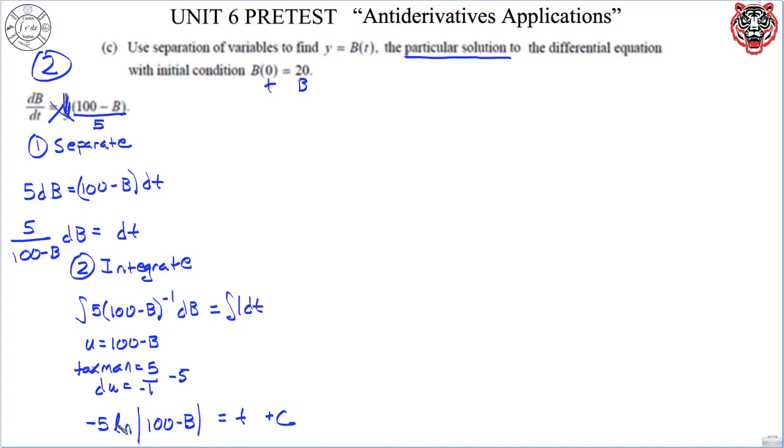So again, I'm going to divide both sides by -5. I'm going to just try to get rid of natural log, try to get rid of this absolute value all in one go. So when I do that, I'm left with natural logarithm of absolute value of 100 minus b, and absolute value is equal to now negative t over 5 and minus c over 5.